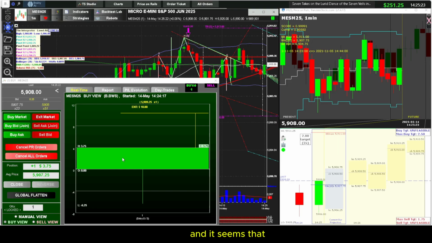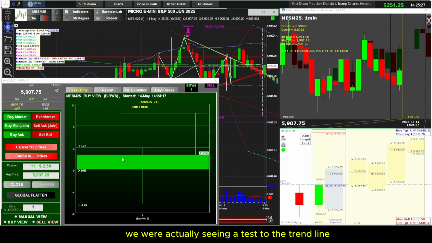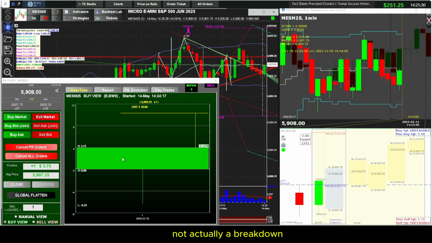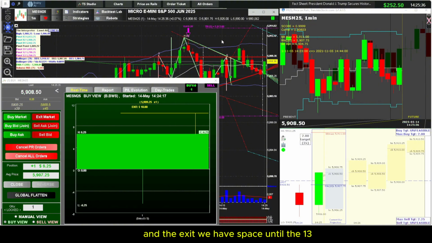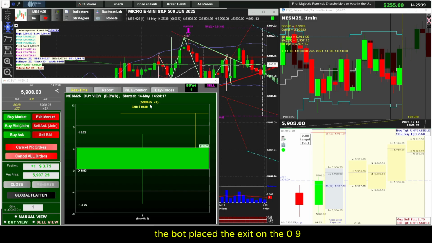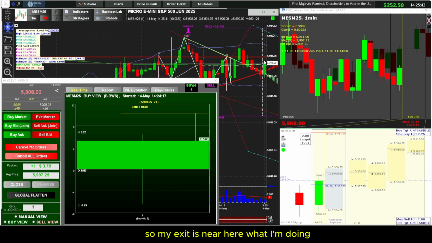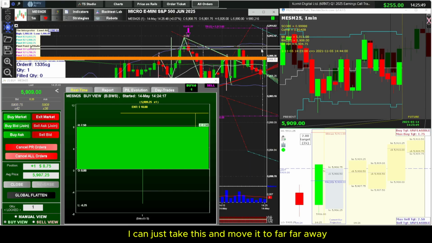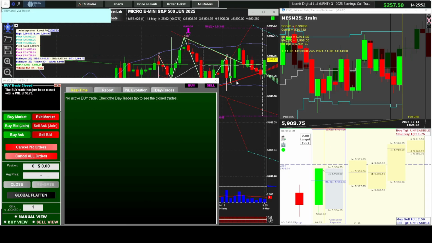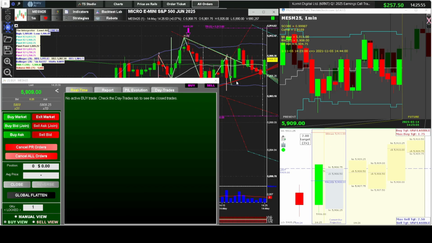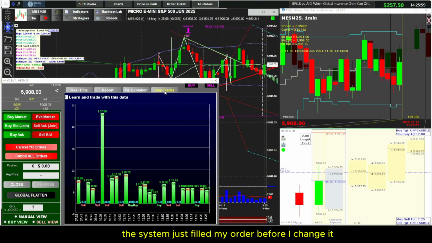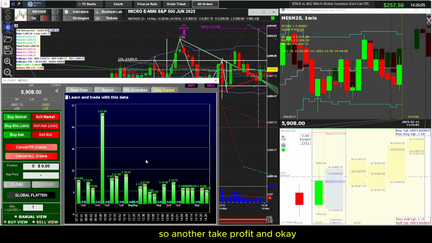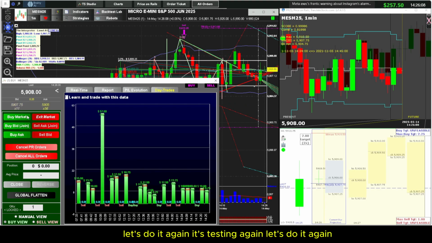And it seems that we were actually seeing a test of the trend line, not actually a breakdown. So my entry was okay. And for the exit, we have space until the 13. The bot placed the exit on the 09. So my exit's near here. I can just take this and move it far away. Not fast enough. The system just filled my order before I changed it. So another take profit.